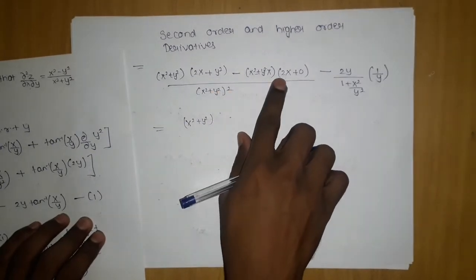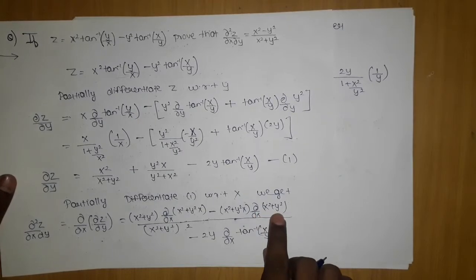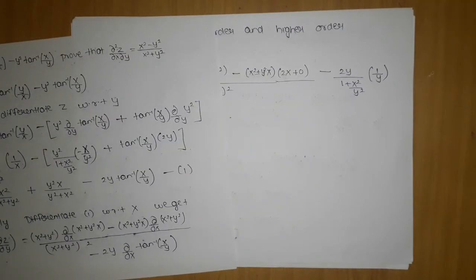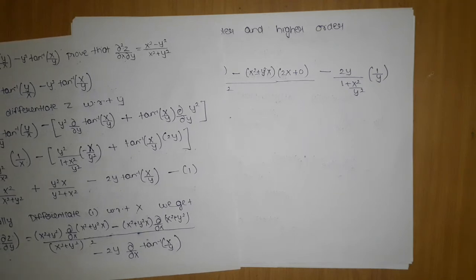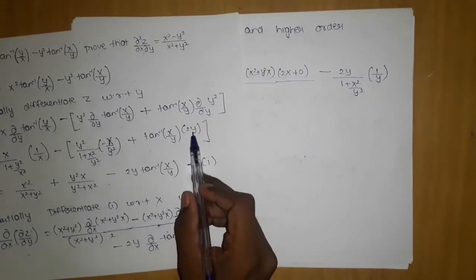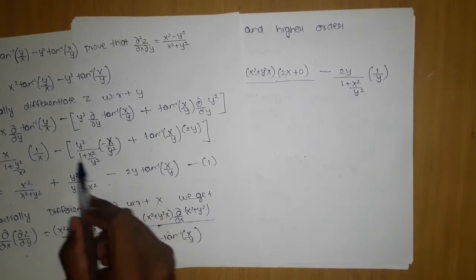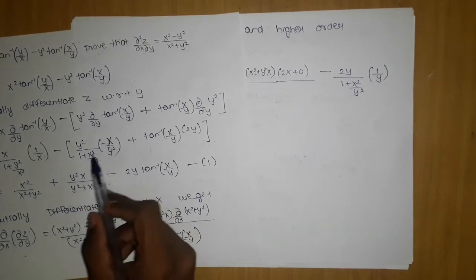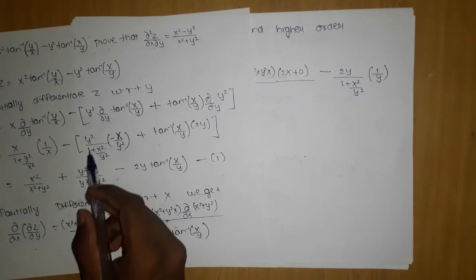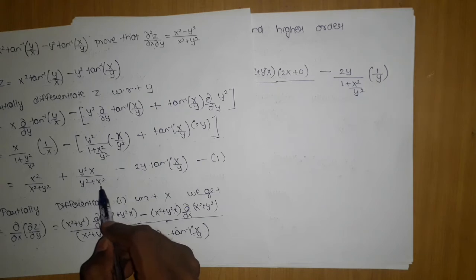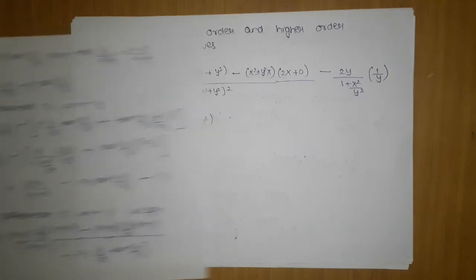Here it is 2x plus y, not y square. We are making some mistake. Let's check. 2x plus y square, 2x, fine. X square plus yx. Did we make any mistake here? 2y, y square got cancelled. This was minus plus y square x. Okay, no mistake.